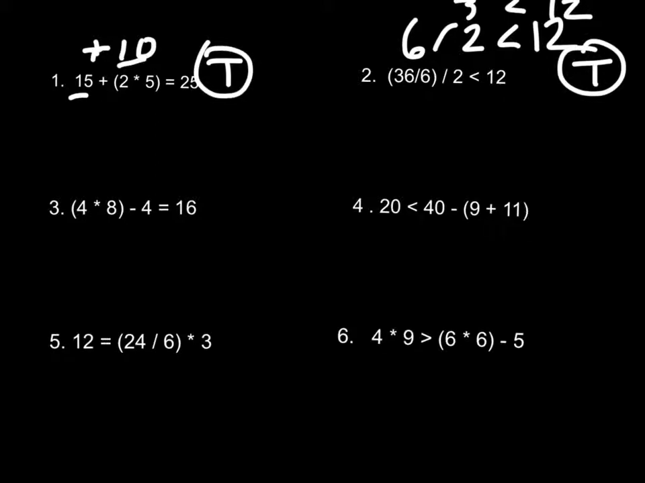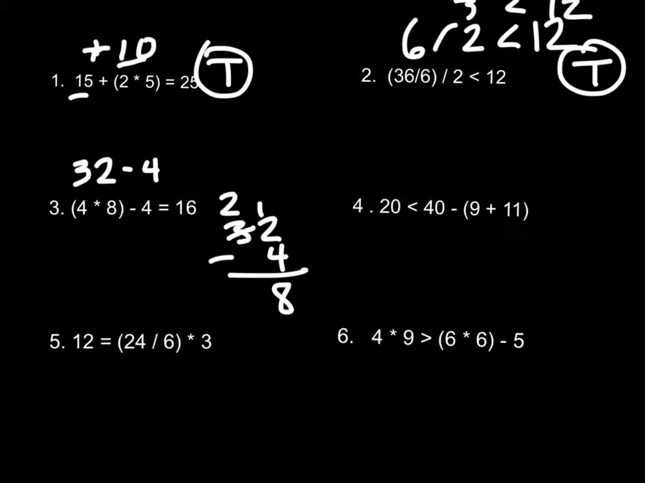Number 3, 4 times 8 minus 4 equals 16. I see that 4 times 8 is in parentheses, so what I'm going to do is put the answer to that directly above the parentheses. Then I can go ahead and solve the problem. 32 minus 4. 12 minus 4 is 8. 2 minus nothing is 2. Does that equal 16? No, so that number sentence is false.